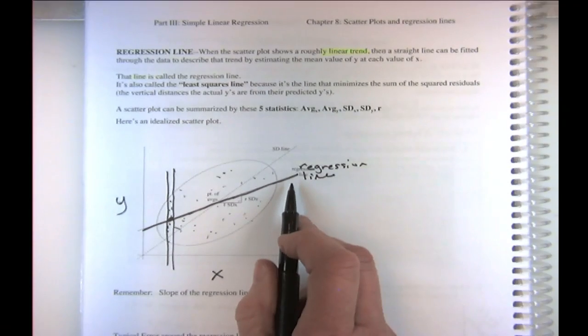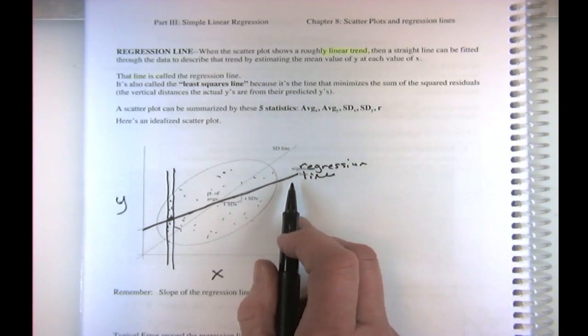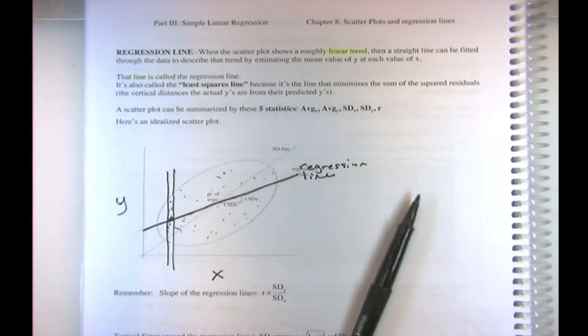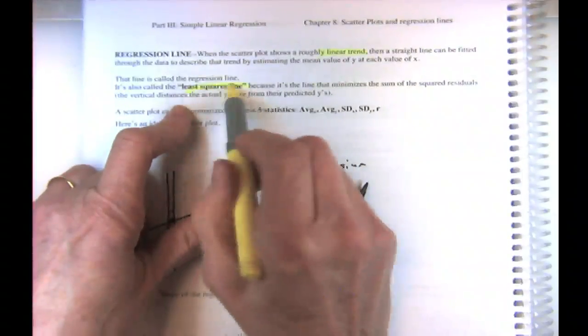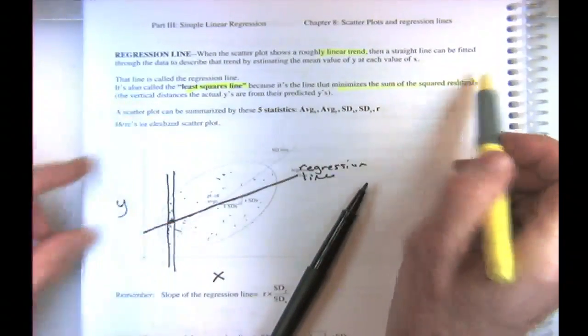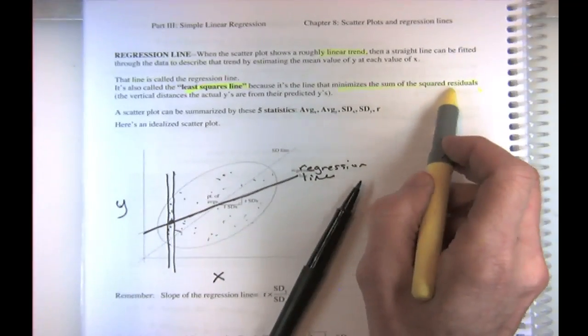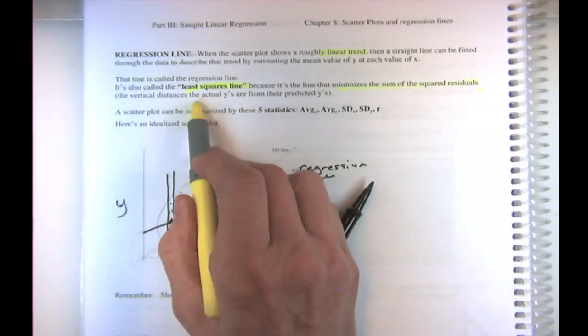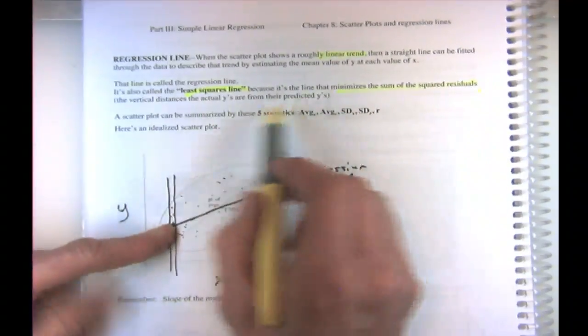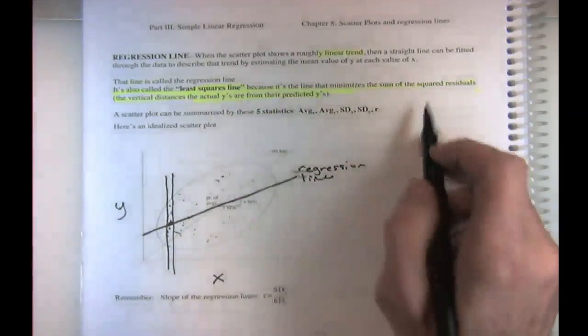Now, it's also called the least squares line because it's the line that minimizes the sum of the squared residuals. Those are these distances off the line, the vertical distances the actual y's are from their predicted y's. It's the best fitting line in that sense.